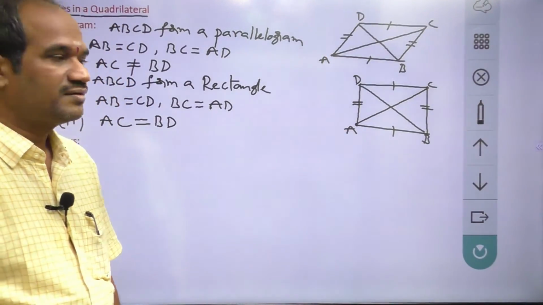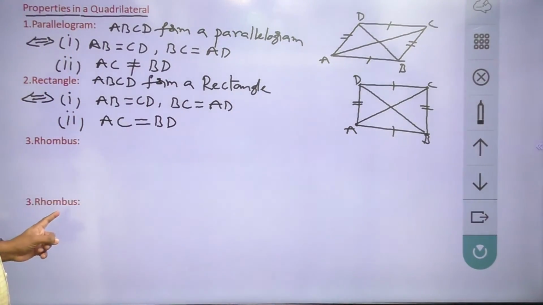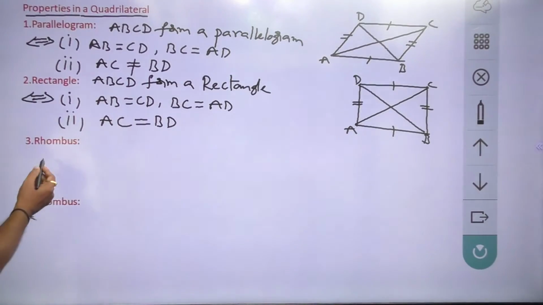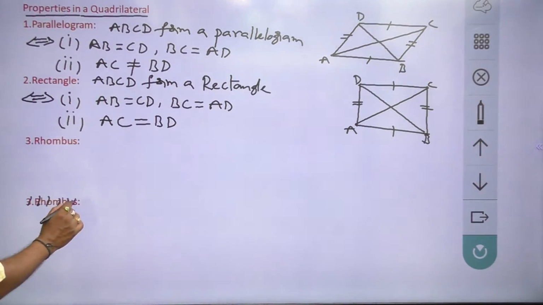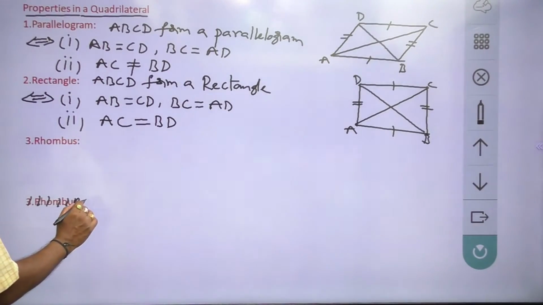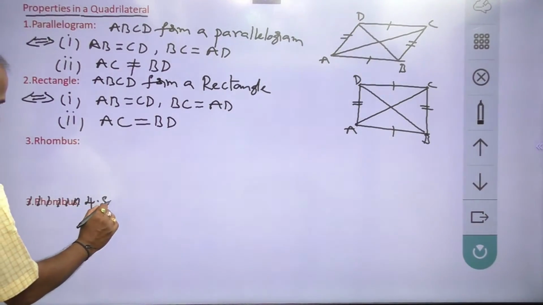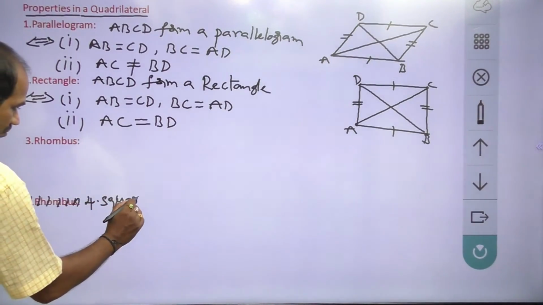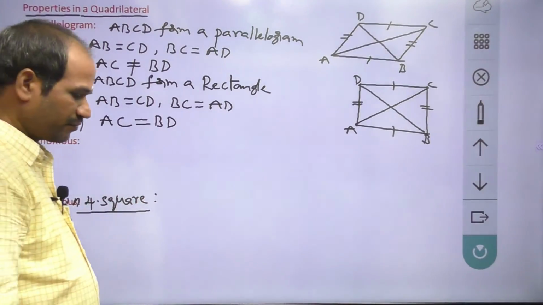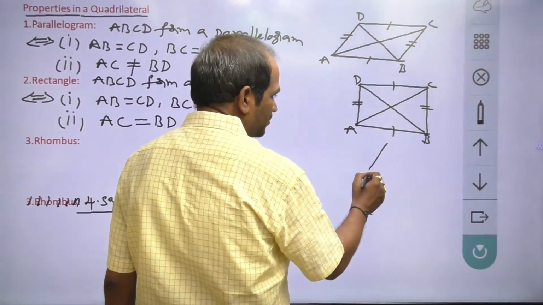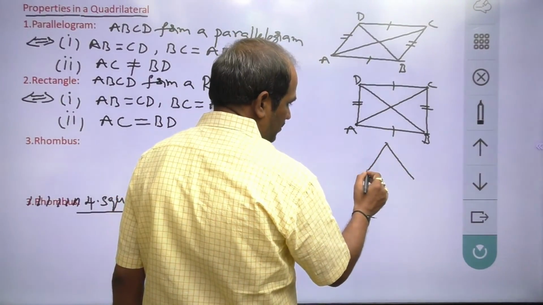Next is the rhombus. The fourth one is the square. See here first the rhombus.